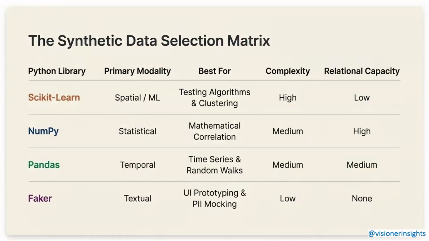To pull this all together, here is your high-value takeaway, your cheat sheet, the Synthetic Data Selection Matrix. Use this to pick the right tool for whatever you're working on next. Need complex data to test an algorithm? That's scikit-learn. Need to build in statistical relationships? Go with NumPy. Building a time series? It's gotta be Pandas. And for realistic text and UI mockups, Faker is gonna be your best friend, for sure.